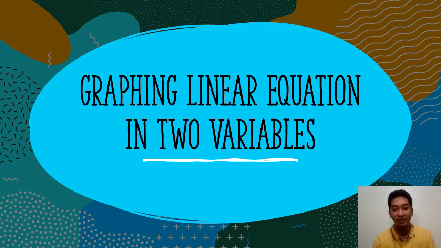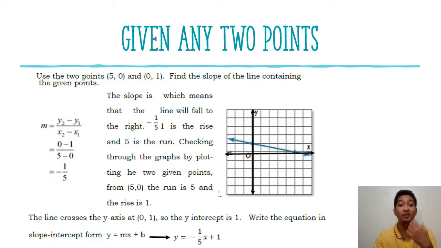So how do we graph linear equations? So there are 3 forms or there are 3 conditions in graphing linear equation in two variables. It depends upon what is given. So the first one, if there are 2 given points. Okay? Kapag given ka ng 2 points, madali ka makakapag-graph ng isang line.